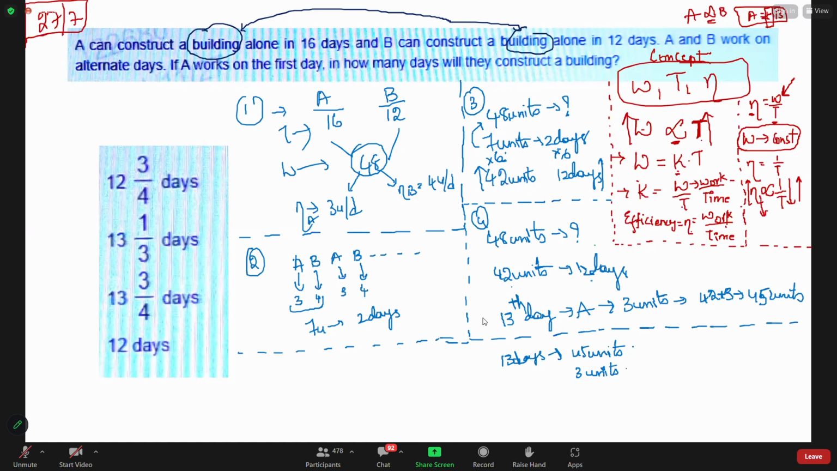On the 14th day, this is step 5. On the 14th day, B comes to work and he can work for 4 units on that day. But we don't need 4 units. We only need 3 out of 4 units to be done. That is 3/4 of the day we want him to work. We don't want him to work for the whole day. We only want him to work for 3/4 of the day. So 13 days are over and on the 14th day we want 3/4 of the day. So that is nothing but 13 and 3/4 days.